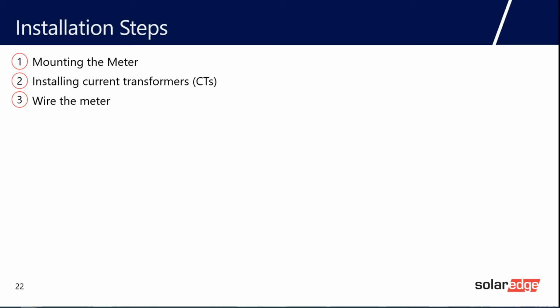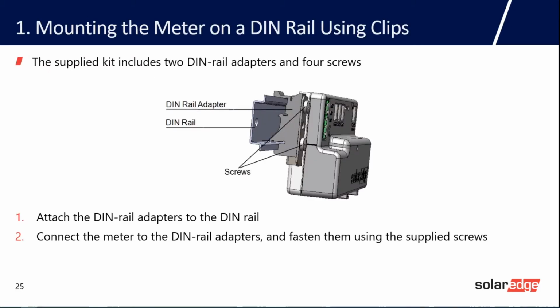And now, it's time to mount the meter. The meter can be mounted directly on a wall, or a DIN rail. The meter is supplied with 2 DIN rail adapters and 4 screws. To mount the meter on a DIN rail: 1. Attach the DIN rail adapters to the DIN rail. 2. Connect the meter to the DIN rail adapters, and fasten them using the supplied screws.